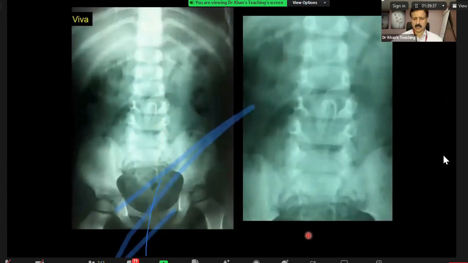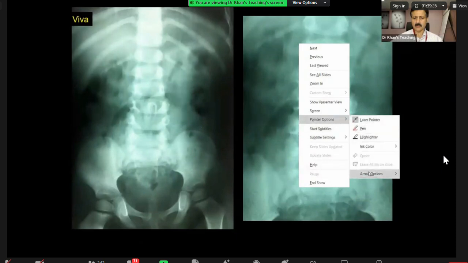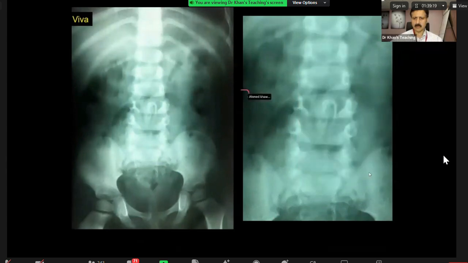Just one second. Let me stop annotations for everybody. So annotations are not disabled, and I have to clear one of them.